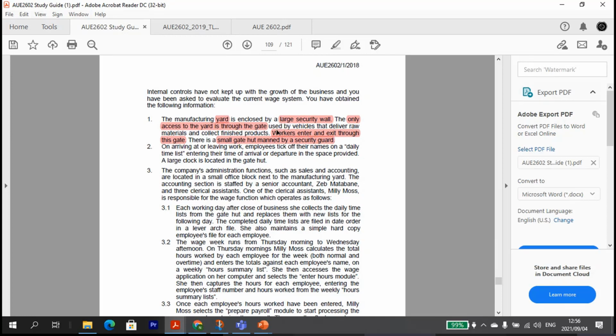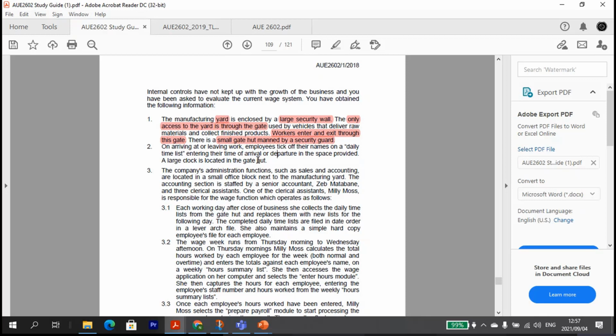Can you please repeat that, Naeem? Sorry. Number 2, it states, on arriving at or leaving work, employees tick off their names on a daily time list, entering their time of arrival or departure in the space provided. Okay. So are you saying that's why? You're saying that that's an indicator for you? Yes. Okay.